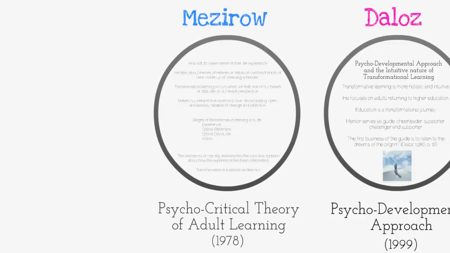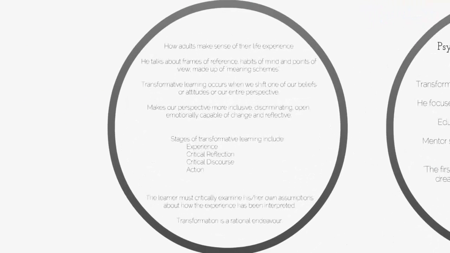Mezirow's psychocritical approach. His first work was based on interviews of women who returned to college and work, and how adults made sense out of their life experience based on their life context. He was the one who talked about frames of reference, habits of mind, and points of view being made up of schemas, and each of these schemas is involved in your life as well. You each have a frame of reference: your family, your cultural background, and the things you learned growing up about learning that make the schemas in your life.